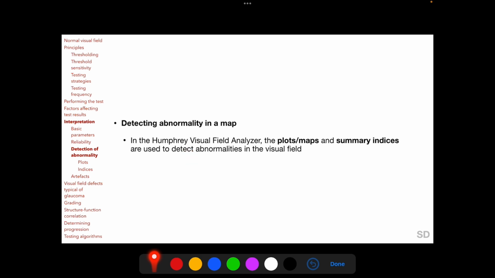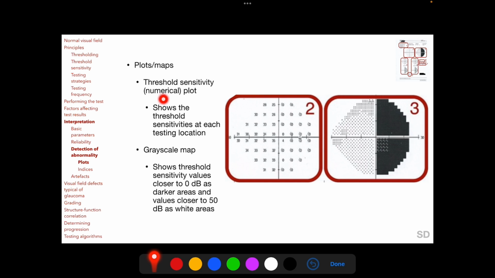In the Humphrey Visual Field Analyzer, the plots and maps and summary indices are used to detect abnormalities in the visual field. The plots and maps include the numerical threshold sensitivity plot as shown here in this figure, and located here in the test report, which shows the actual threshold sensitivities at each testing location. So the figures at each testing location in the numerical threshold sensitivity plot are the actual threshold sensitivities of that testing location. And the grayscale map as shown here in this figure shows the threshold sensitivity values closer to 0 decibels as darker areas, and threshold sensitivity values closer to 50 decibels as white areas.